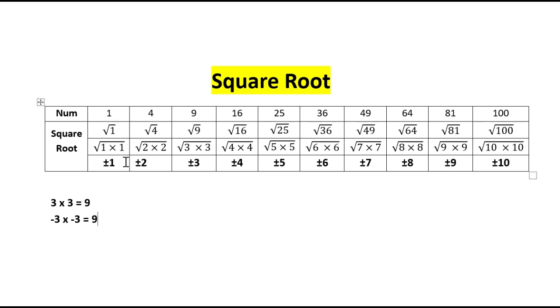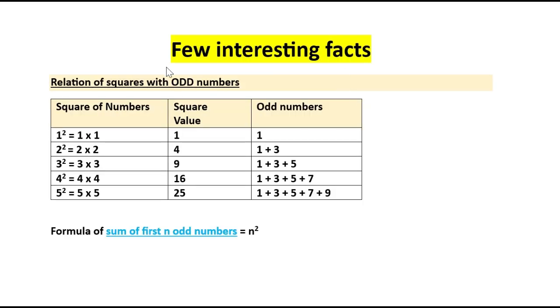So square root of 1 is plus minus 1, square root of 4 is plus minus 2, square root of 9 is plus minus 3. And this is how we can represent under the square root sign. Okay, this is how the square root is defined. Now let's take a look at this interesting fact here.